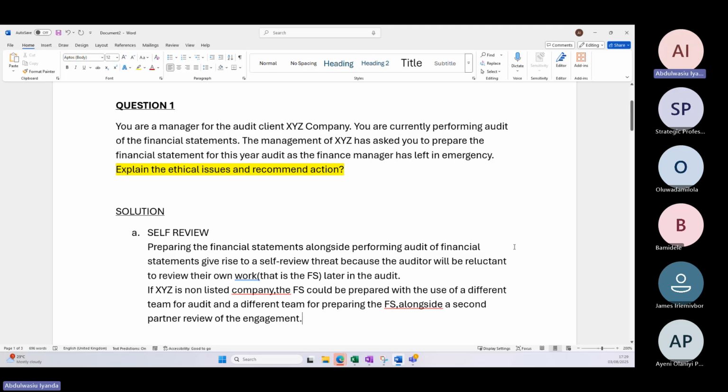Okay, does anybody want to add anything to this? So we are just trying to say that if it is not a listed company, we can use different teams. I think that's possible. A different team will do the audit, and a different team will do the preparation for them. Do you guys agree with that? If you have any other one, please say it so that I can put it down. Anybody else? I think it's fine this way.